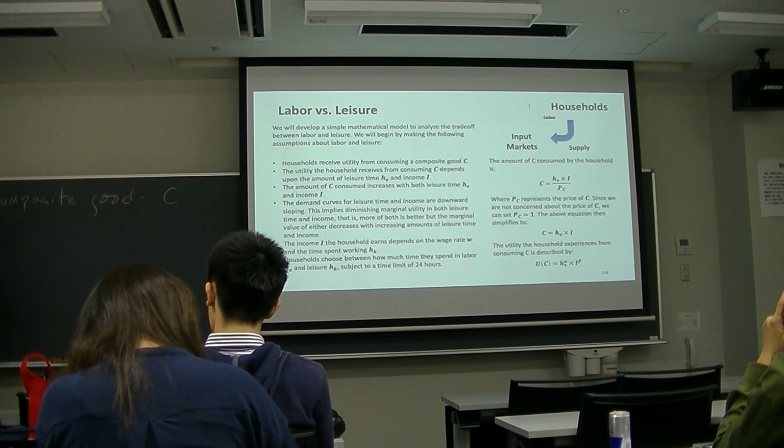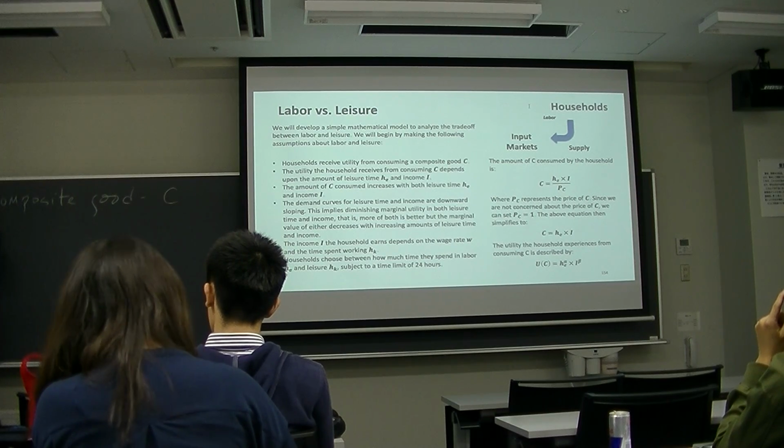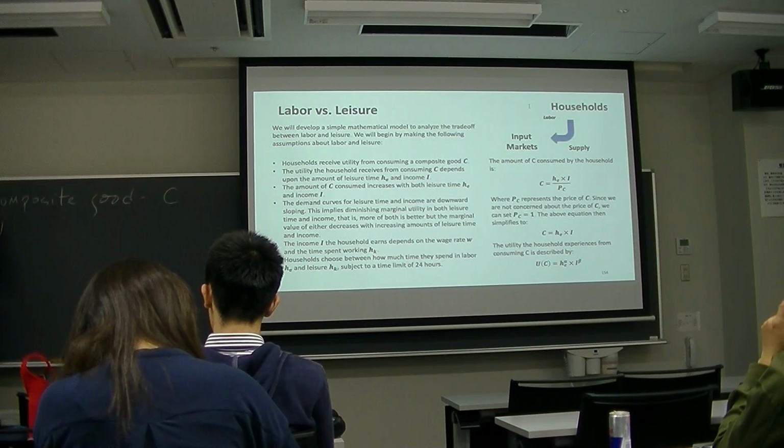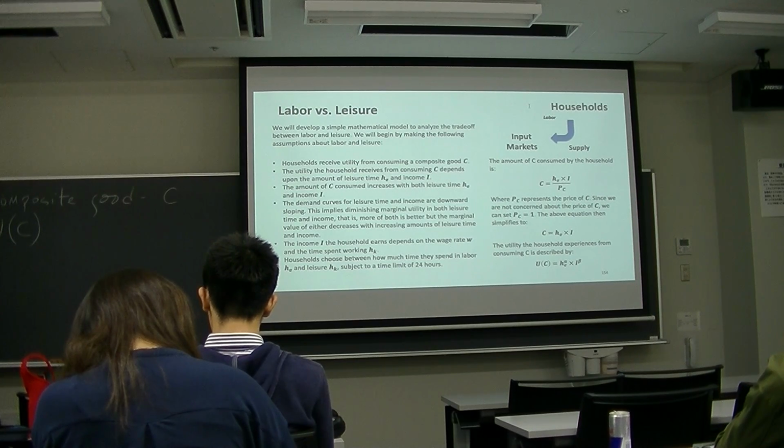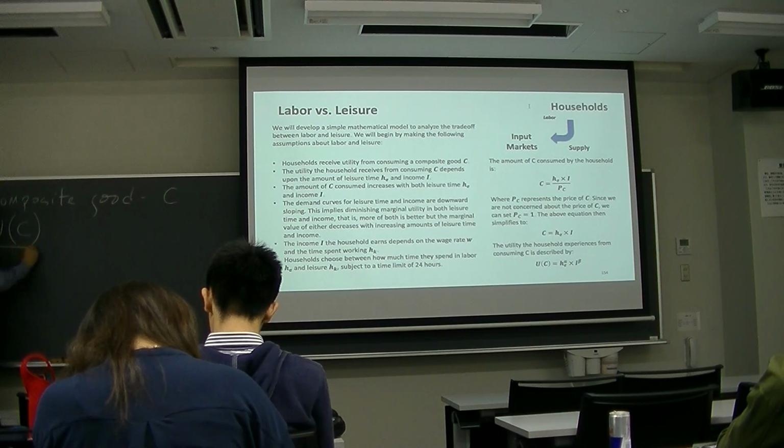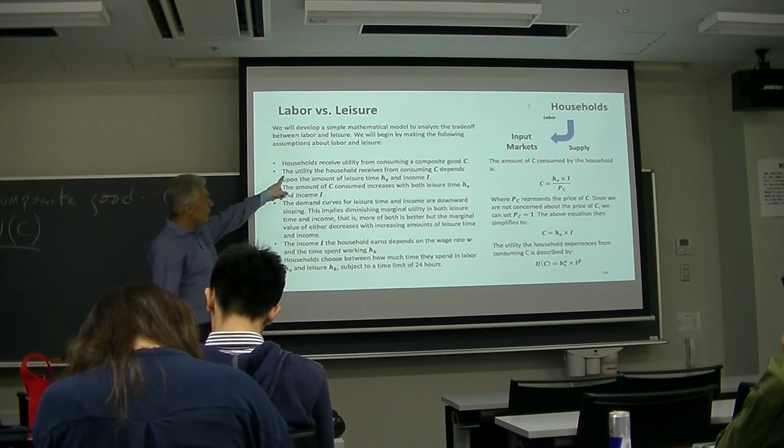So if we write that in mathematical terms, the utility U is created by consuming the good C. The utility is a function of the consumption of C. That's all that means. Nothing really complicated. Just keep that in mind, and you won't get lost.